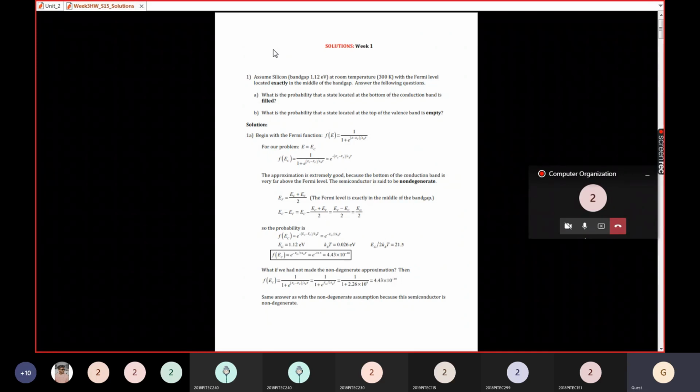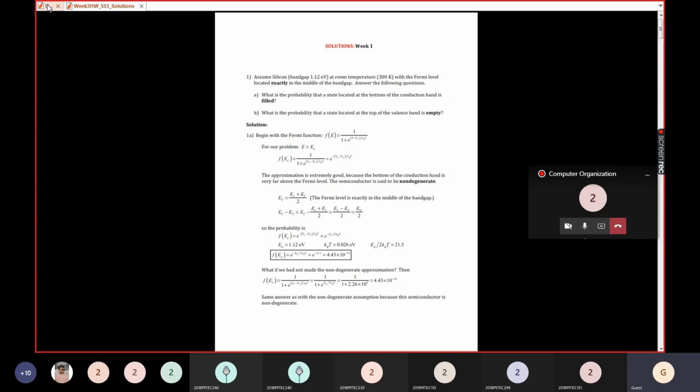See here, silicon. In the first line itself they have mentioned it clearly. They are going to use a material called silicon, and as an additional advantage, they have given you the band gap also. The band gap of silicon is equal to 1.12 electron volt. What is the band gap here? Eg is equal to 1.12 electron volts. What is the next thing we have to observe here? Room temperature, the value of T they have given here, and the Fermi level located exactly in the middle of the band gap.